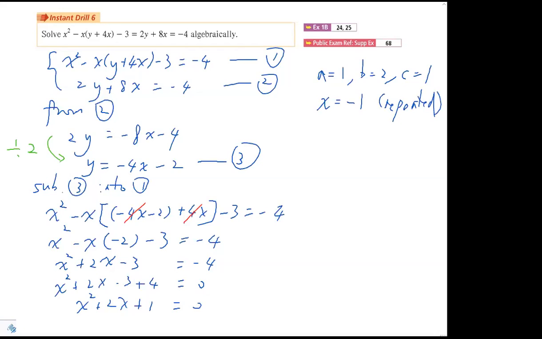Okay, and then you need to calculate the value of y also. So y will be calculated from equation 3. It is -4 times -1 minus 2. So that should be equal to 2. Okay, and now write down the conclusion. Therefore, x is equal to -1 and y is equal to 2. So that is the answer. Okay.